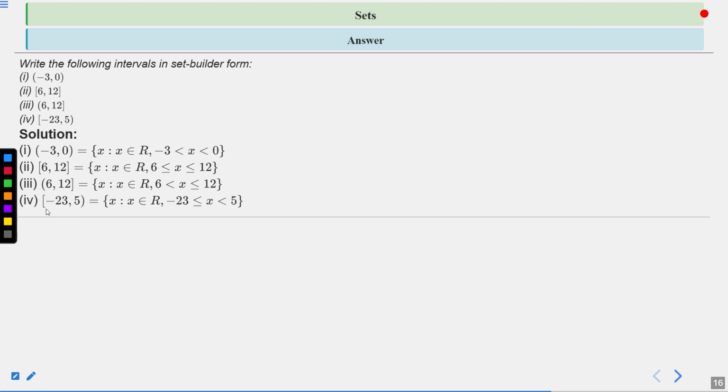And in fourth, we are including minus 23 while excluding 5. So we are going to write the set builder form as collection of x such that x belongs to reals and x is greater than equals to minus 23 but strictly less than 5. Clear?